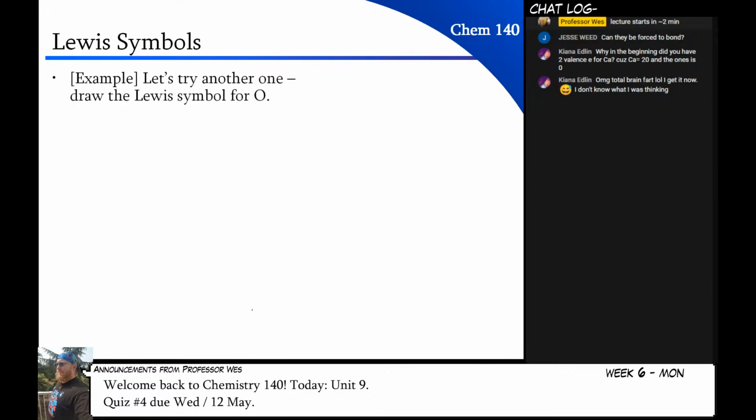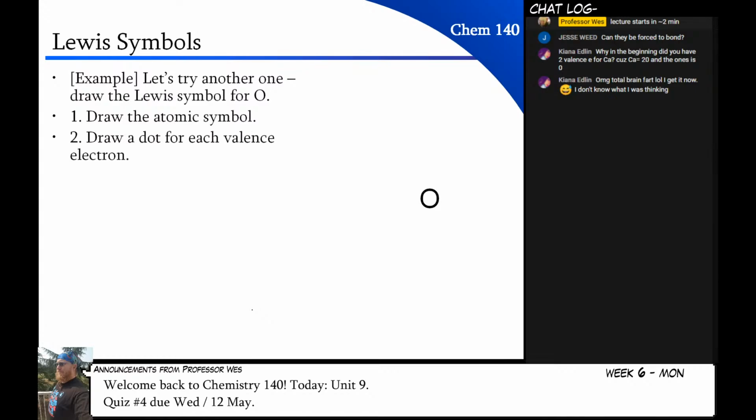So let's do that for oxygen. Oxygen has more valence electrons, right? So first draw its symbol. There you go. Then draw a dot for each valence electron. Now, if I put 6 dots around it like this, that's kind of weird, right?